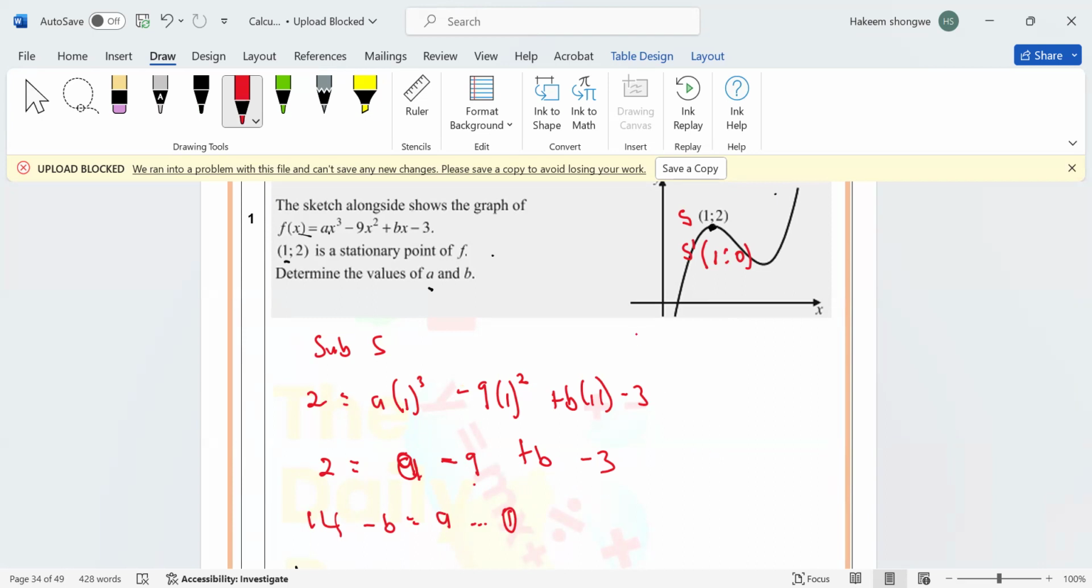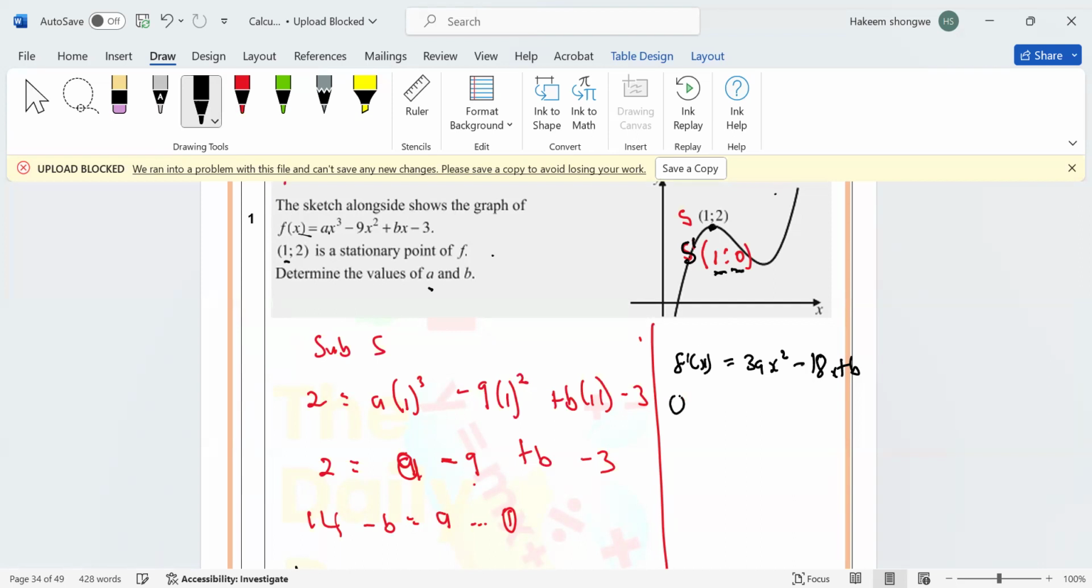Now that we're there, we can then go and use point S prime. How to use S prime? As long as you see prime, you can't use the original equation. You're going to use the derivative. So if you use the derivative, you're going to have f prime of x, which is going to be given as 3ax squared minus 18x plus b. Now, when x is equal to 1, what is our gradient?